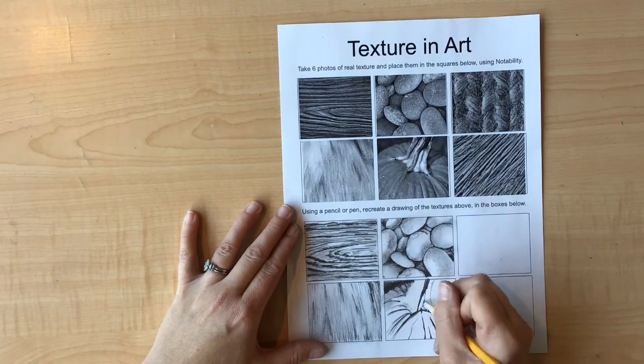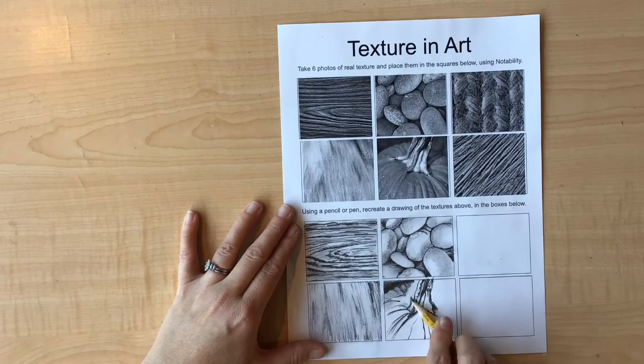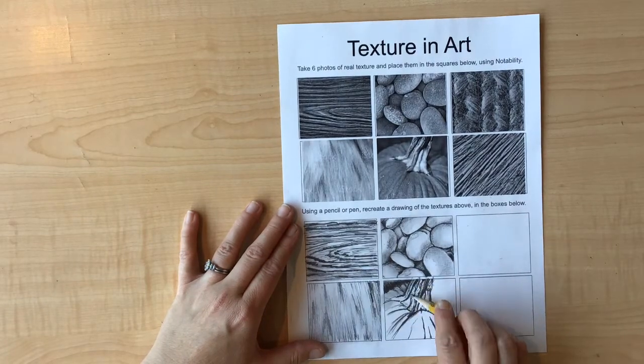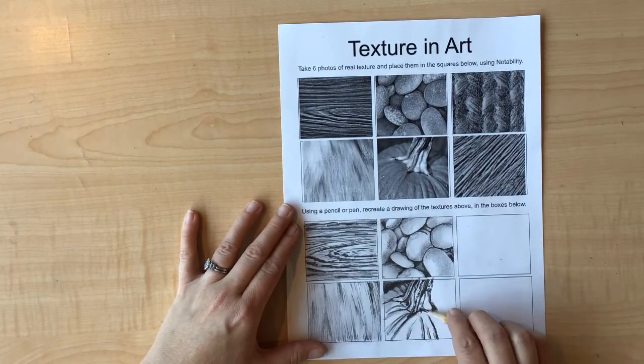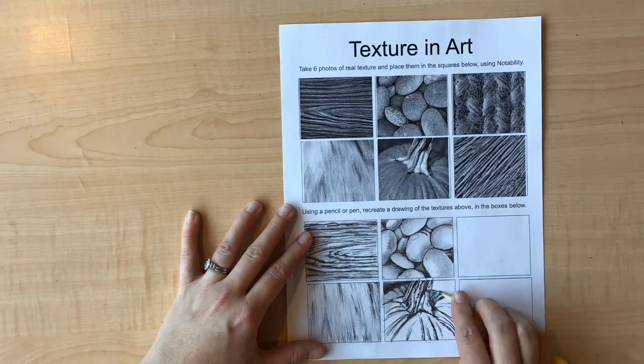So once I get those general outlines in, I'm going to go back in and start adding the value, using a little bit of that scumbling and a little bit of line work back and forth, using my finger for a little bit of the blending as well, and an eraser to go back and add my highlights in.